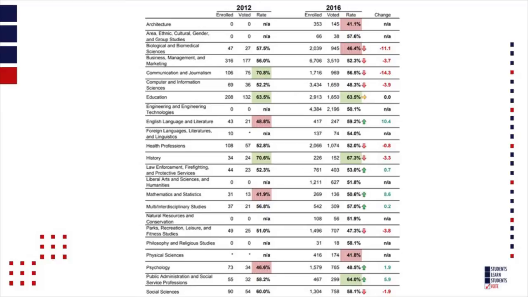Those include STEM majors tend to vote at lower rates than other majors. Education, nursing, and library science majors tend to vote at the highest rates. But again, as I mentioned, this is different for every campus. So it's really important to get your hands on your own reports and see what is happening on your own campus.